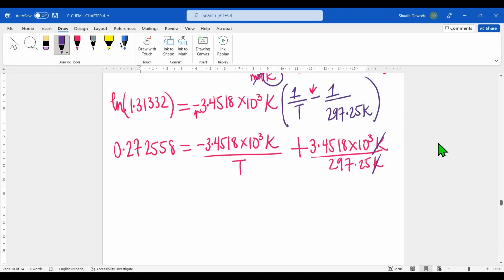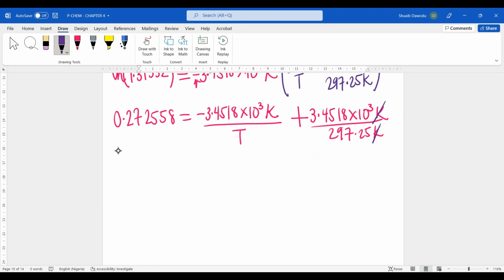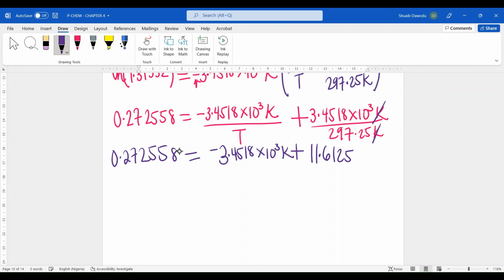You guys might be wondering why I'm breaking it down so slowly. Well, I'm trying to make sure everyone who watches this video understands. So now we're going to continue. So that'll be 0.272558 minus 3.4518 times 10 to the power of 3 Kelvin divided by T, plus 3.4518 times 10 to the power of 3 divided by 298.25, which is just going to be 11.6125. So that's it. Now we can put like terms together. I forgot to say divided by T here, divided by temperature. I apologize.